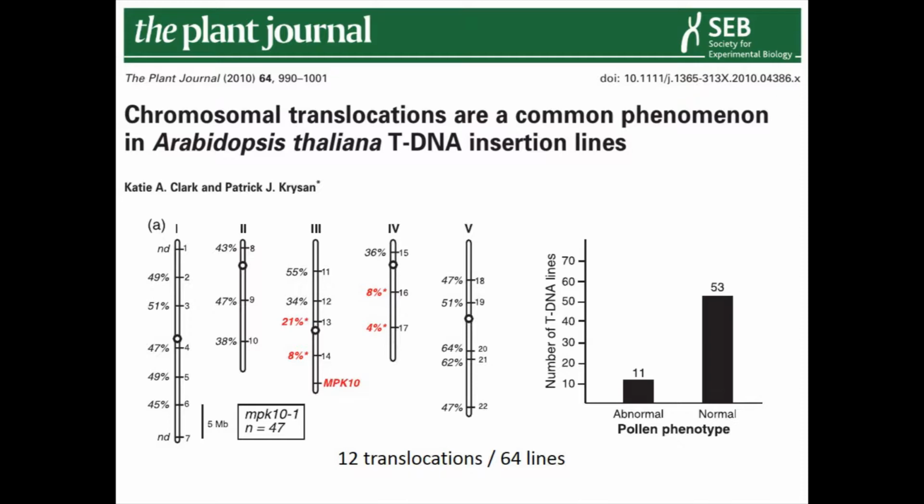Now, it turns out that almost all of these events were caught, as they would be in a normal breeding cycle, as pollen phenotypes. Because of the pairing between homologous chromosomes that has to occur at meiosis, you get this abnormal pollen phenotype. Only one of those escaped this phenotyping. And I'd like to emphasize that it's not clear that the tDNA insertion was actually the cause of these translocation events. It's just that 64 tDNA lines had these 12 translocations.